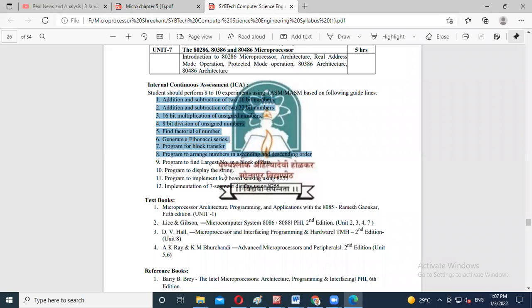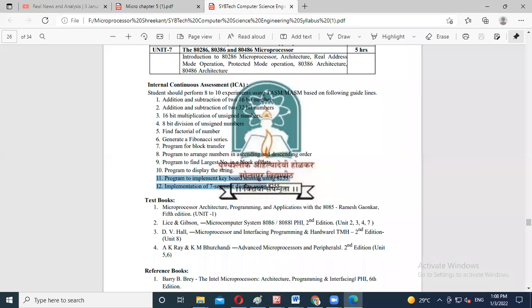On the 5th, I have a lecture at 3:30 to 4:30 for your regular section. So on Wednesday, day after tomorrow, I will conduct one lab test. Out of these 7 programs, I will assign you any one program. The remaining ones, dear students, block transfer and program number 10, to display the string and to find the largest number, programs 7, 9, 10, I have to cover within 1 week.